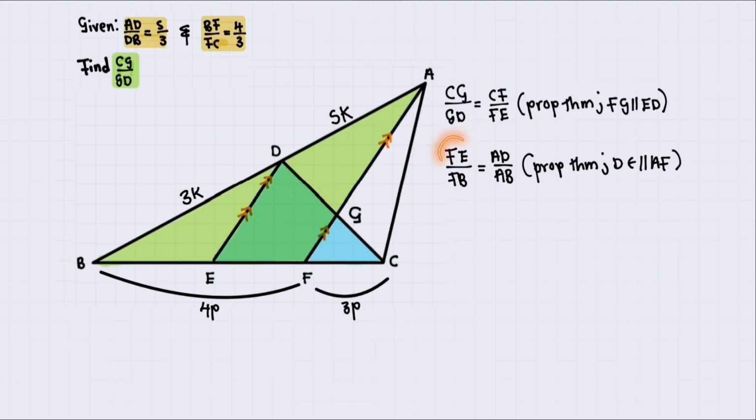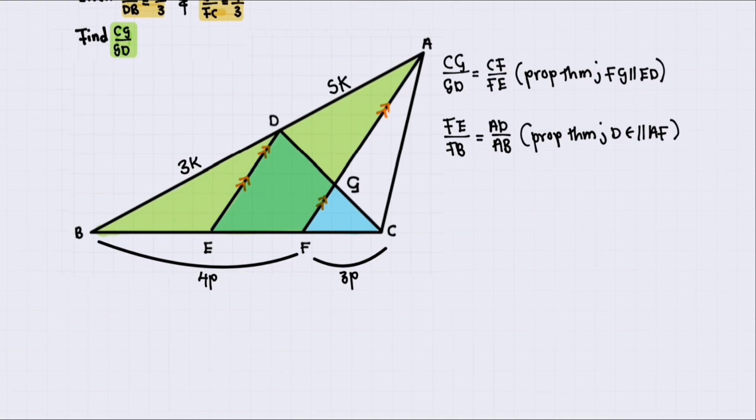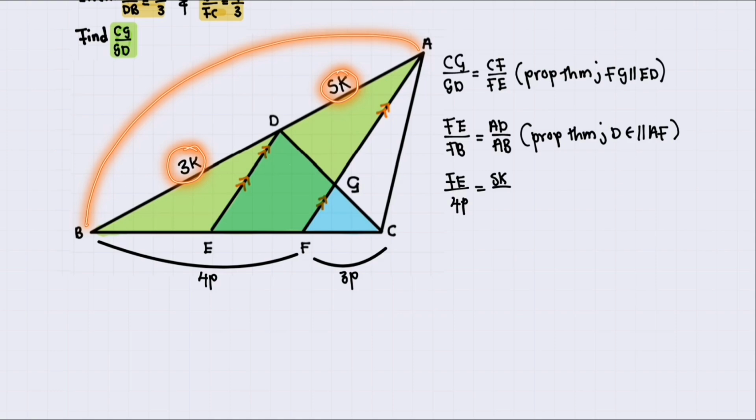Now remember, you're trying to find FE in terms of P, right? So you know that this FE will be over FB. You know that FB is 4P, right? You were given this FB as 4P. So this will be 4P, which is equal to AD. You know that AD is 5K, right? And AB, you know that AB is this entire length. So in terms of K, that's 8K, right? So this is going to be 8K.